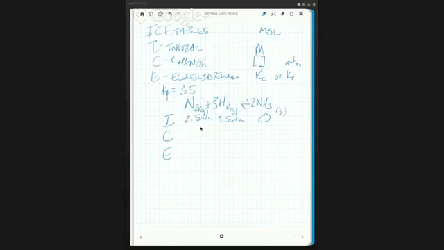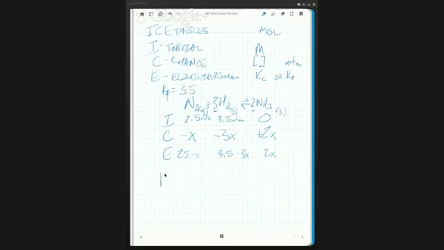What you end up with is the change. You're adding some change over here, and there's 2 of whatever you're adding, so you're adding 2x. Whatever you're losing over here, you're losing x, because you are losing from the side that has some already, and you're gaining on the side that doesn't have any. And you're losing 3x because the coefficient is 3 right there. So at equilibrium, you have 2.5 minus x, 3.5 minus 3x, and 2x.